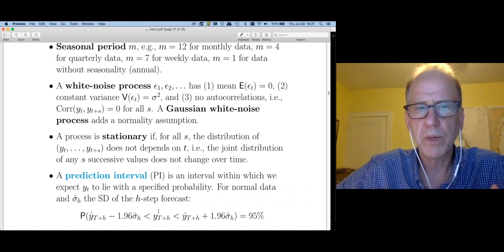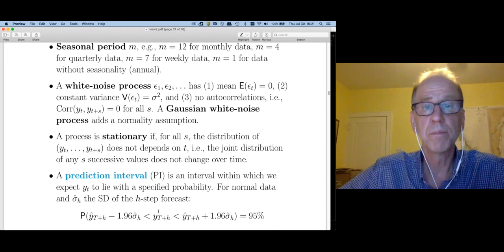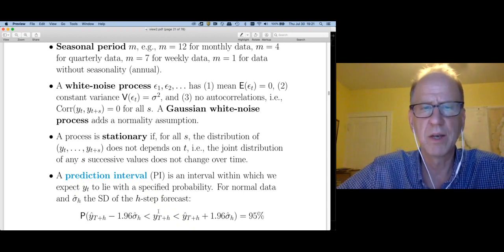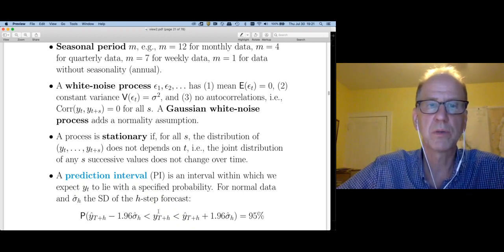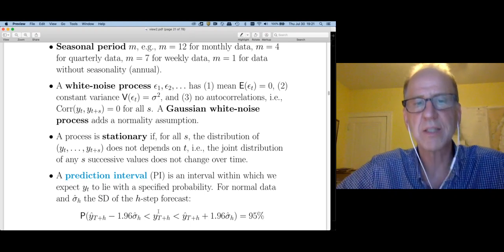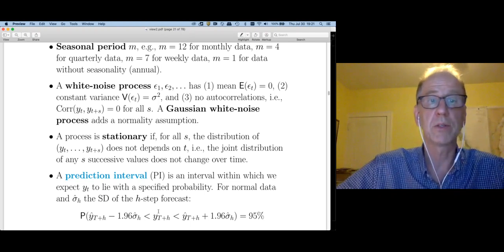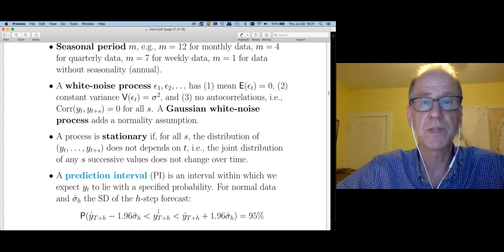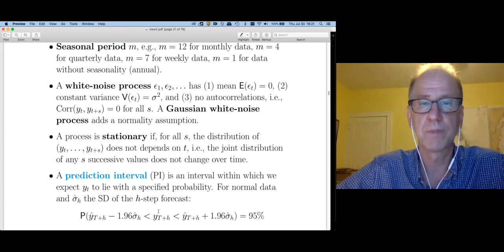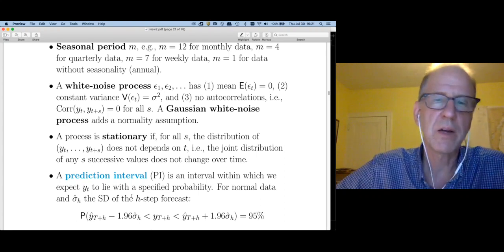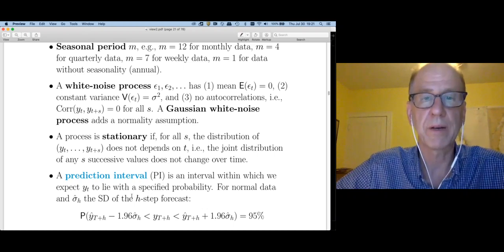Now, what we're going to find is that some forecasting methods will enable us to get more precise prediction intervals than other methods, and we're going to prefer those that give tighter prediction intervals. So this is going to be just a standard thing that we're going to be producing whenever we make a forecast.